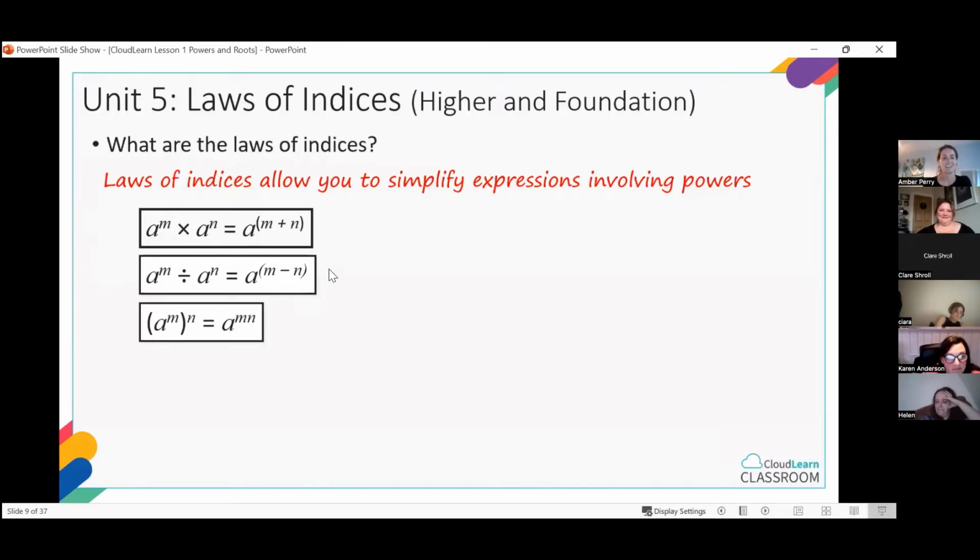So the third law of indices is the law of brackets. So if we've got a bracket, a to the power of m, brackets to the power of n, then we multiply the indices. Okay, so that would be a to the power of m times n.